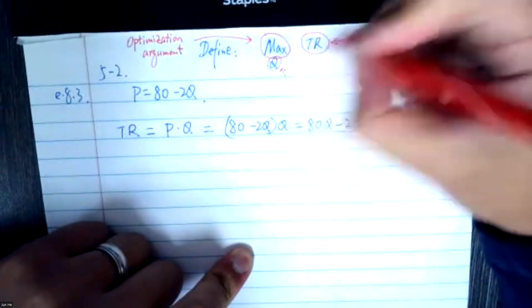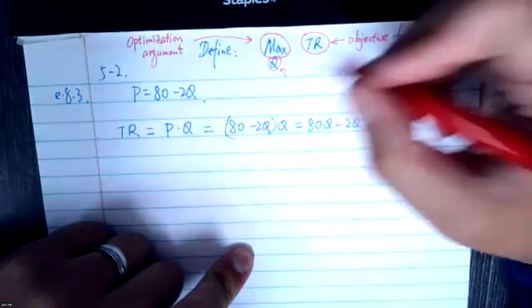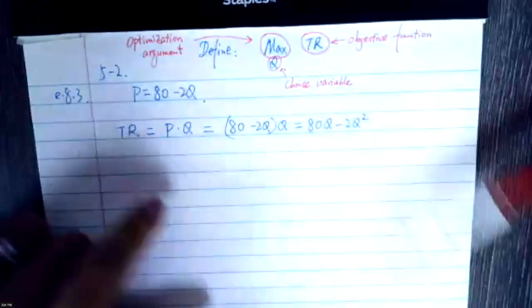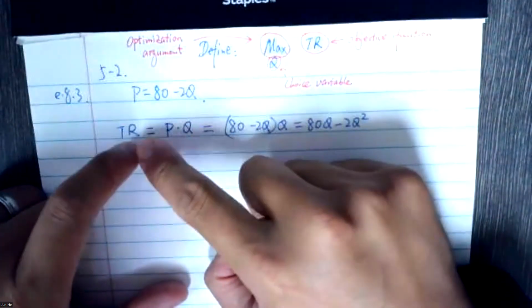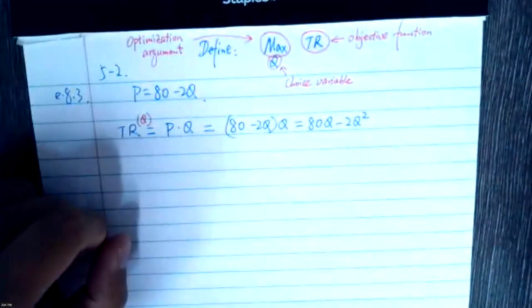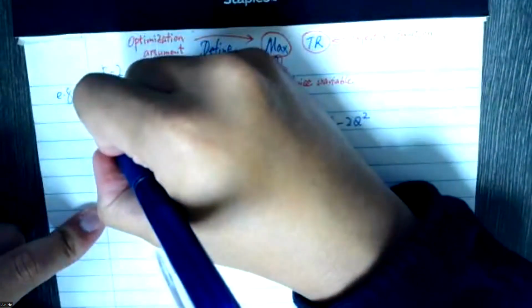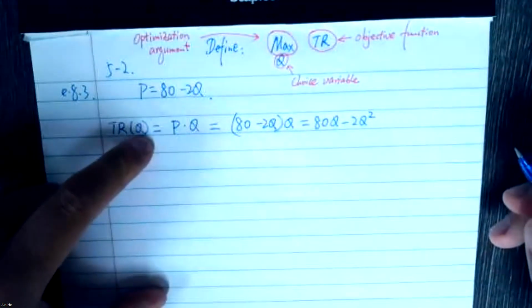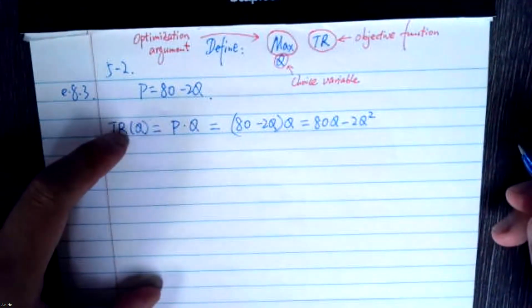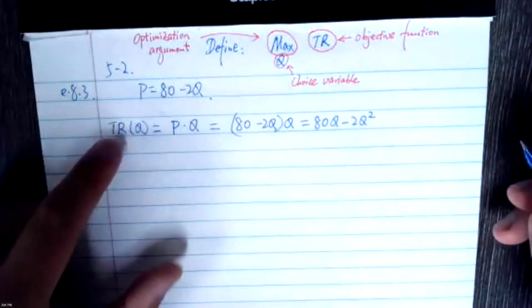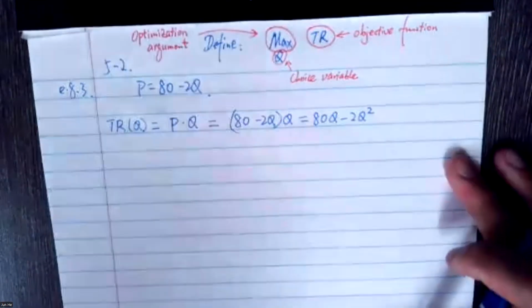And the one underneath is what we call the choice variable. That reminds you, as you're expressing total revenue, it should be expressed as a function of Q. So total revenue should be written this way to avoid any confusion: total revenue, then parenthesis Q, which tells you Q should be your choice variable or independent variable, like this.